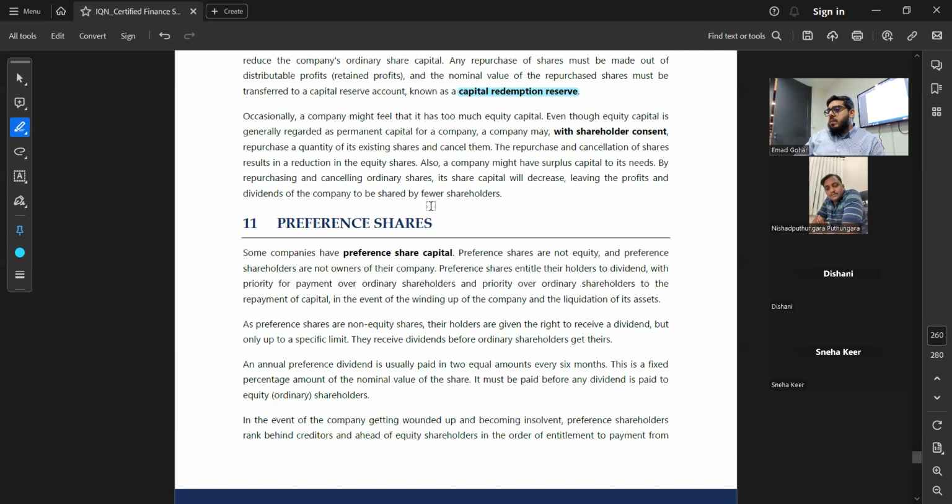Preference shares, remember, these are not the real owners of the business. They don't have voting rights. They have fixed dividend. Remember why they are called preference shares? Because they get the dividend before common shares. That's why this is the preference. And when the company will liquidate, they will get their money before the common shares if something is remaining. Right or not?